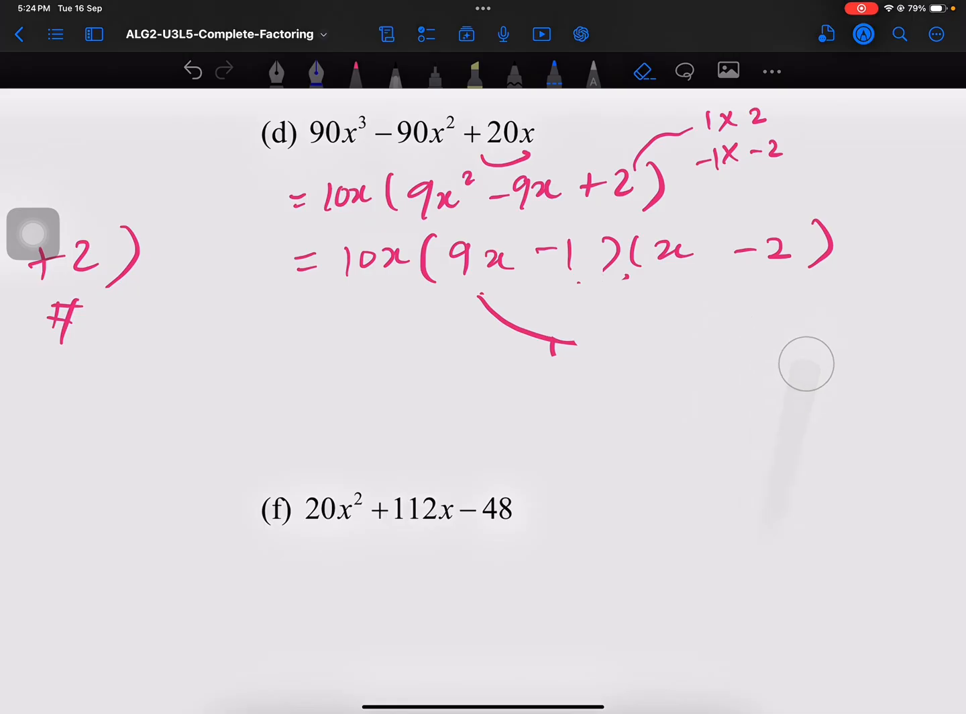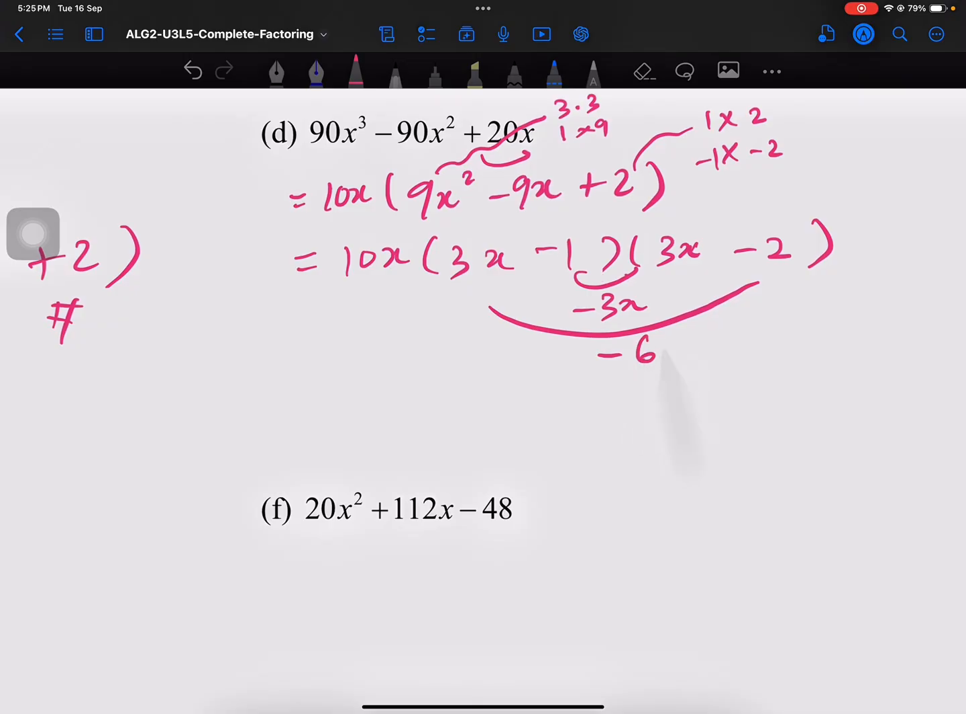So what if we change the first one? If you look at 9, we can do 3 multiply 3, or 1 multiply 9. So I want to try with 3. So 3x multiply 3x. This one times this one is minus 3x, and this one times this one is minus 6x. So when we add, it becomes minus 9x. Yes, this is our correct factor.